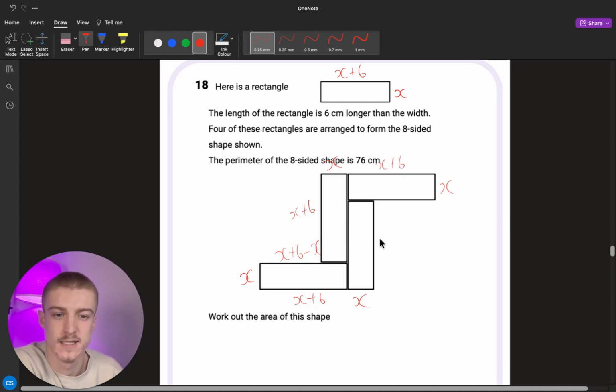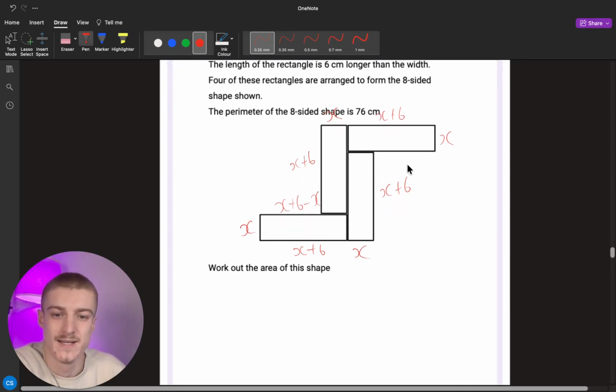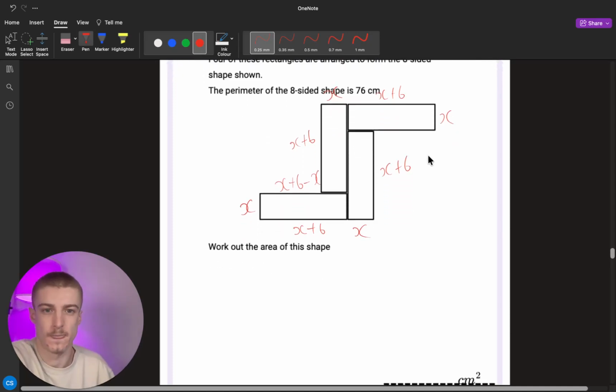Question 21. A water tank is a cuboid measuring a height of half a meter, width of 1.2 meters, and a length of 0.75 meters. Work out the volume. Volume is 1.2 times 0.75 times 0.5. That is 0.45 cubic meters.